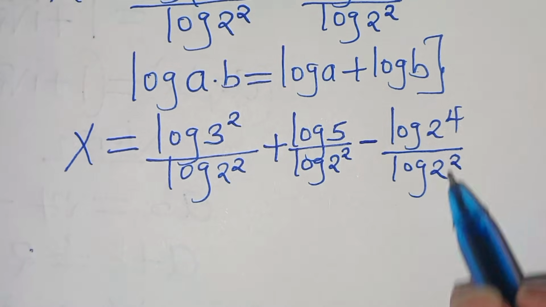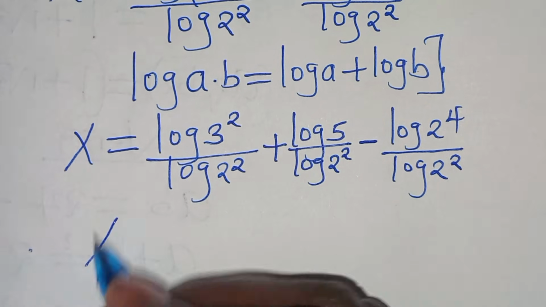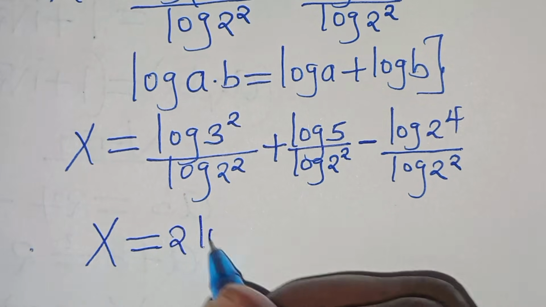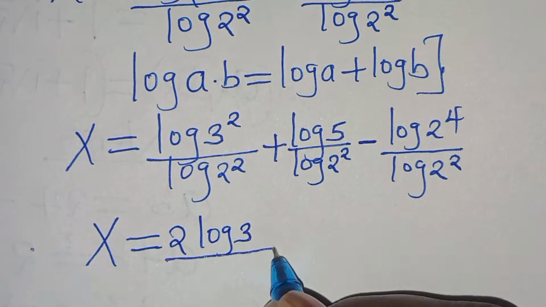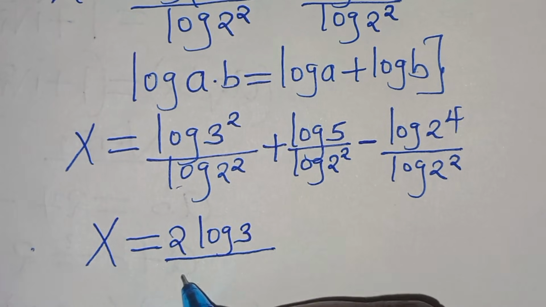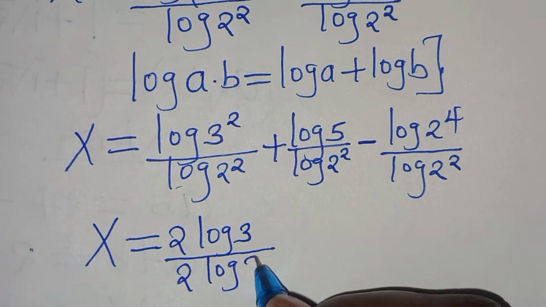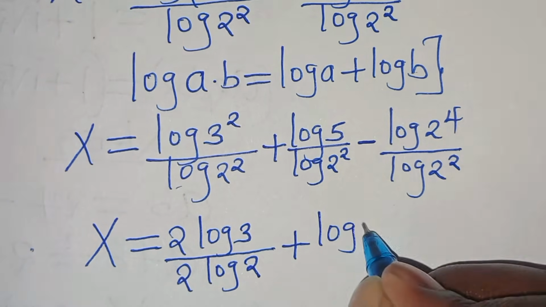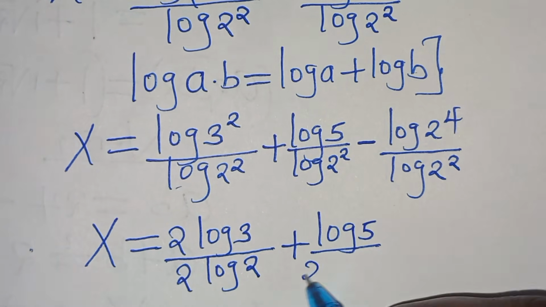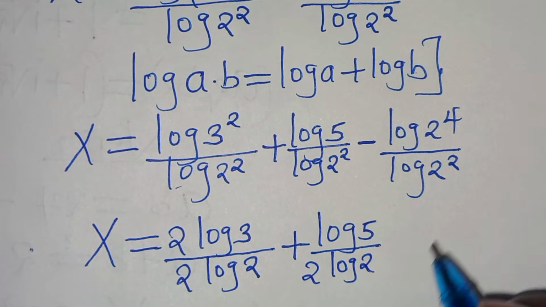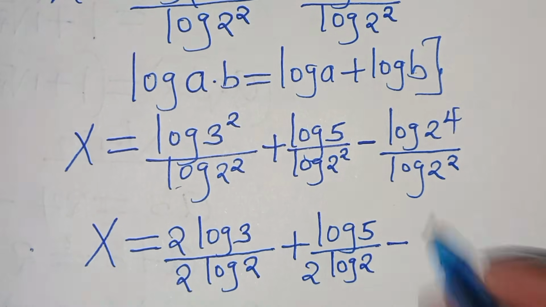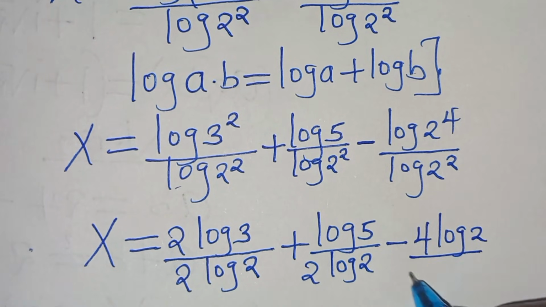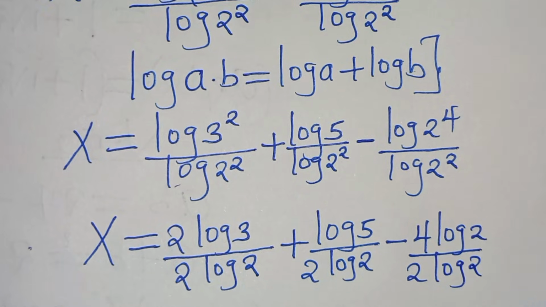The next step, let's apply the power log property here so that x is equal to log 3 to the power of 2, which is 2 log 3, divided by log 2 to the power of 2, which becomes 2 log 2, then plus log 5 divided by 2 log 2, then subtract log 2 to the power of 4, which is 4 log 2, divided by 2 log 2.